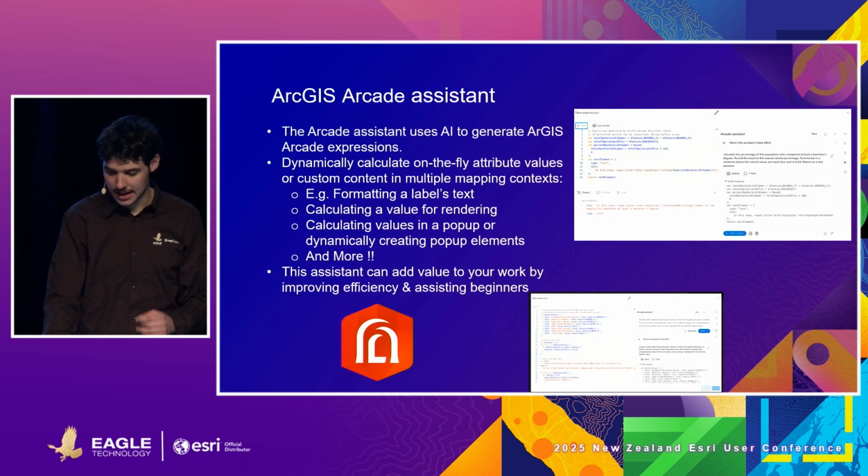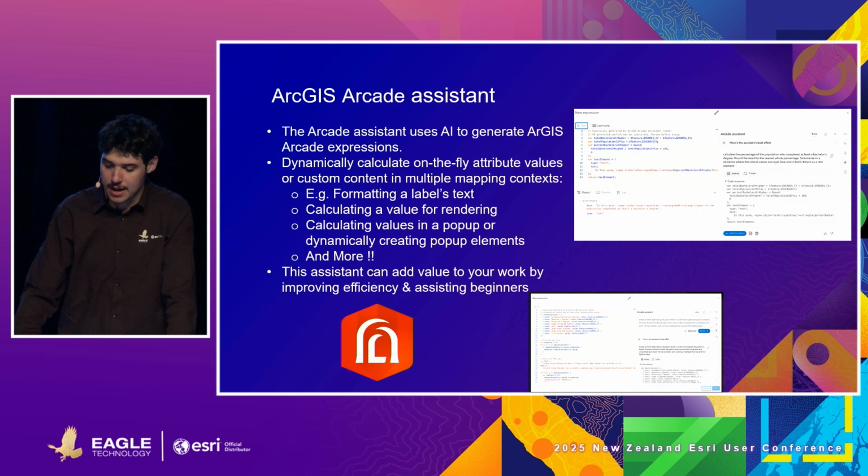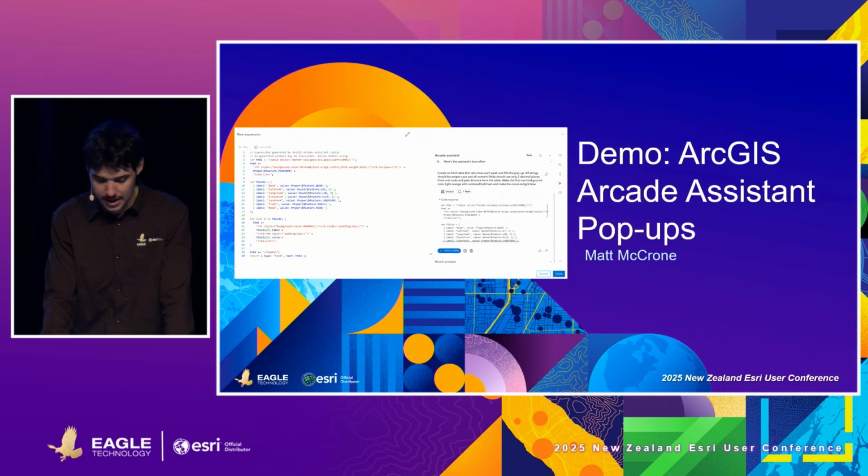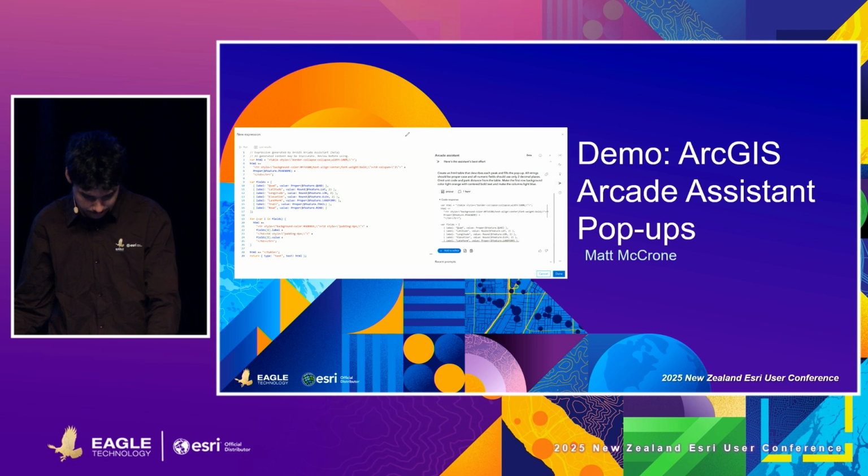Okay, so firstly, the Arcade Assistant. The Arcade Assistant is a smart tool that will help users write and troubleshoot their Arcade expressions by providing intelligent suggestions and explanations directly within the ArcGIS interface. It simplifies complex scripting tasks, helping users create dynamic maps, labels, pop-ups, and more without needing a deep understanding of Arcade or coding expertise. So with that, we'll demo the Arcade Assistant.